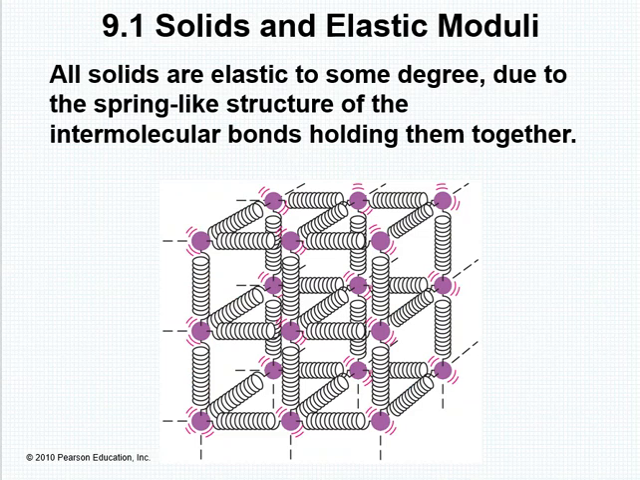Solids and elastic moduli. All solids are elastic to some degree due to the spring-like structure of the intermolecular bonds holding them together. So what they're saying is imagine there's these springs between the molecules, and these springs are the bonds between these molecules, and that allows them to stretch or bend or to be pushed in into a slightly different form. But again, we're imagining that's how they're held together.